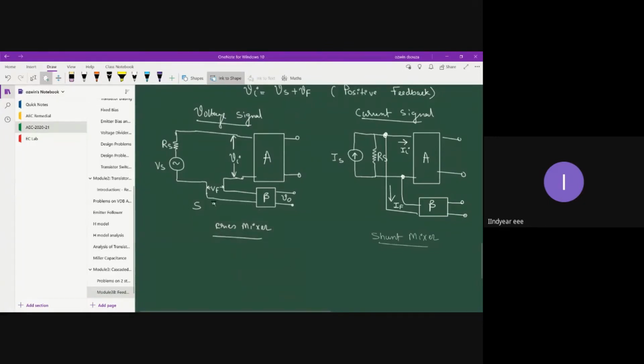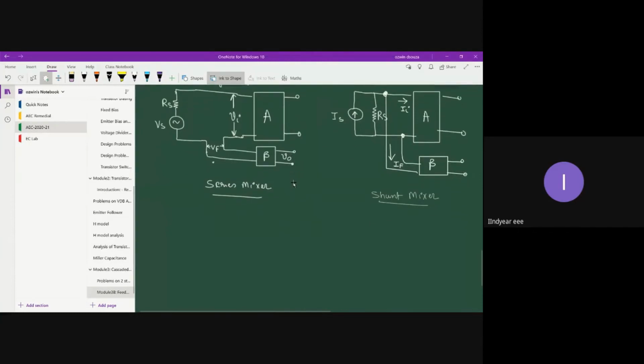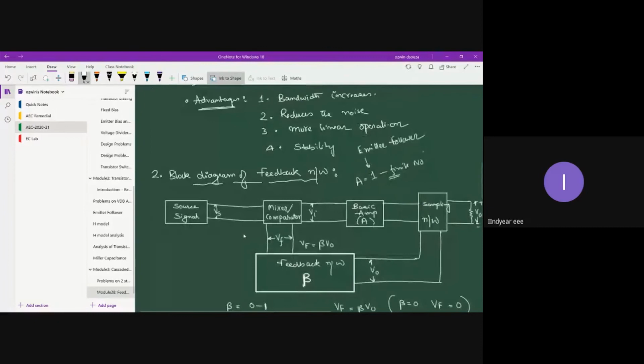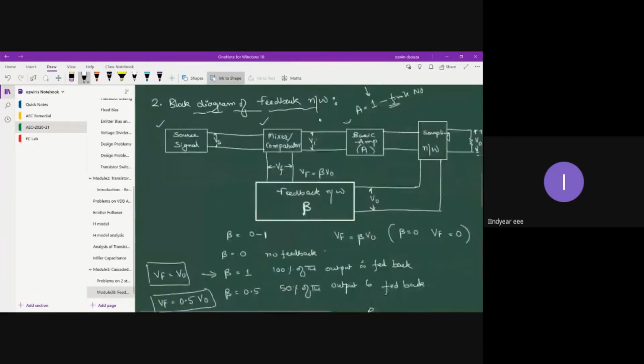So you have two mixers, series mixer and shunt mixer. Series mixer is used to handle voltage signals and shunt mixer is used to handle current signals. So that's your second block. The third block is the basic amplifier. Let me show the block diagram. Source signal is done. We also spoke about the mixer, and now we are considering the basic amplifier.